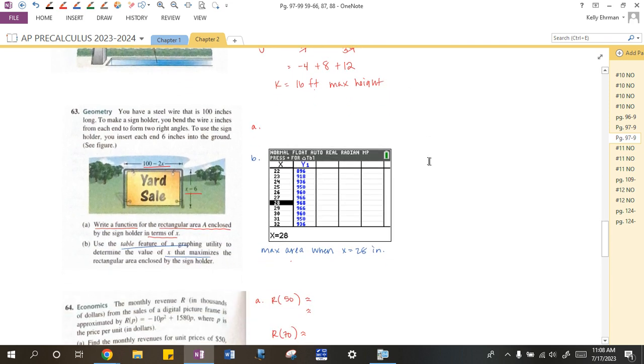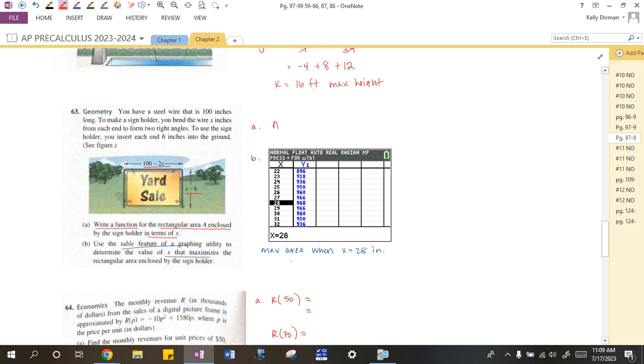All right, next problem. You have a steel wire that's 100 inches long. To make a sign holder, you bend the wire x inches from each end to form 2 right angles. So that's why this dimension is now 100 minus 2x. To use the sign holder, you insert each end 6 inches into the ground. So now these x's on the sides became x minus 6. Write a function for the rectangular area A enclosed by the sign in terms of x.